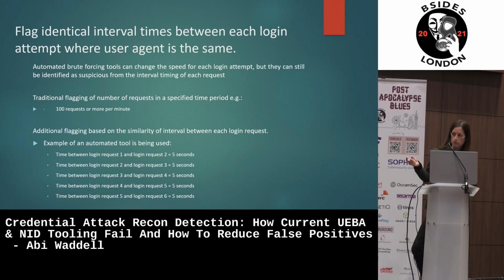So here are some examples. What we've got is traditional flagging of the number of requests in a specified time period. It might be, say, 100 requests or more per minute, and then suddenly the alarms get triggered. Additional flagging could also be done based on the similarity of interval between each login request. When an automated attack tool is being used, the interval period is more likely to be the same, in this case 5 seconds between each login attempt.